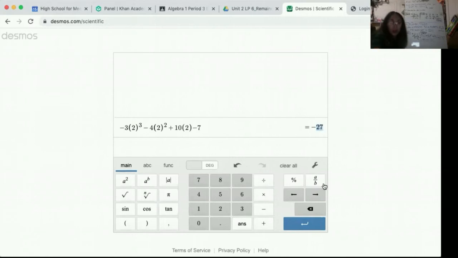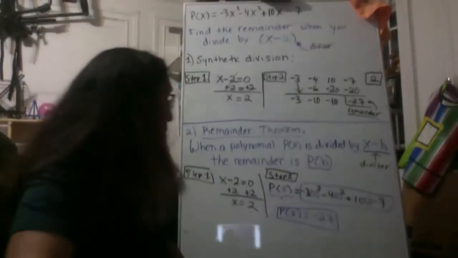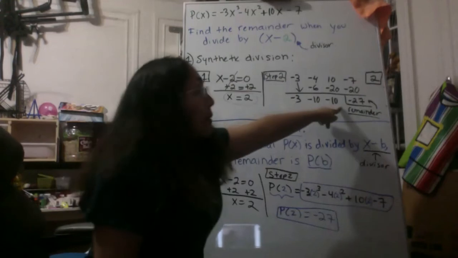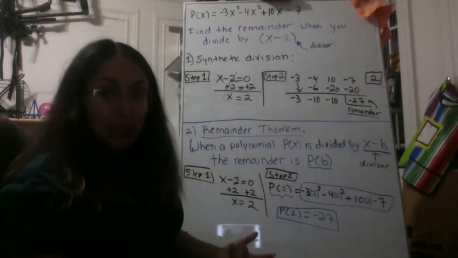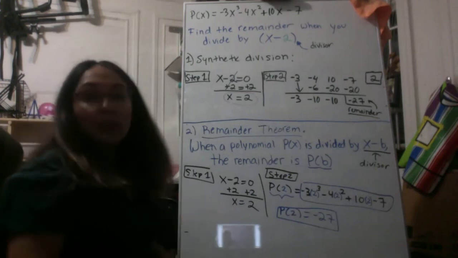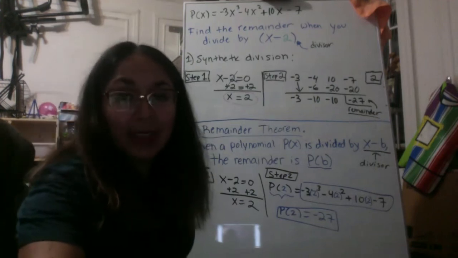So, we're going to go ahead and actually stop sharing. So p of 2 is equal to negative 27. The same answer that we got doing it with synthetic division, but we did it using the remainder theorem. Okay, now we're going to do another problem.